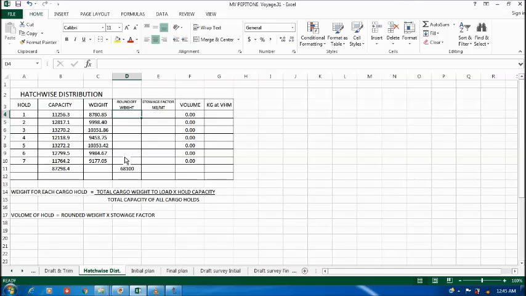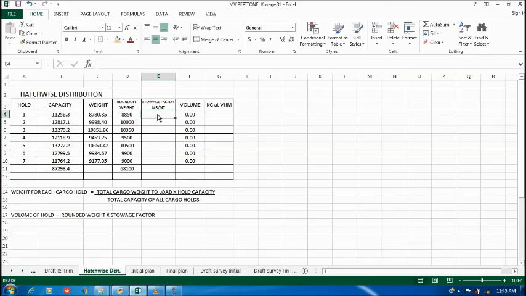So here I'm going to put 8,850 tons, 10,000 tons, 10,350 tons for cargo hold number 3. Cargo hold number 4 is 9,500. Cargo hold number 5 is 10,500. Cargo hold number 6 is 9,900. And cargo hold number 7, 9,000 tons, for a total of 68,100 tons.